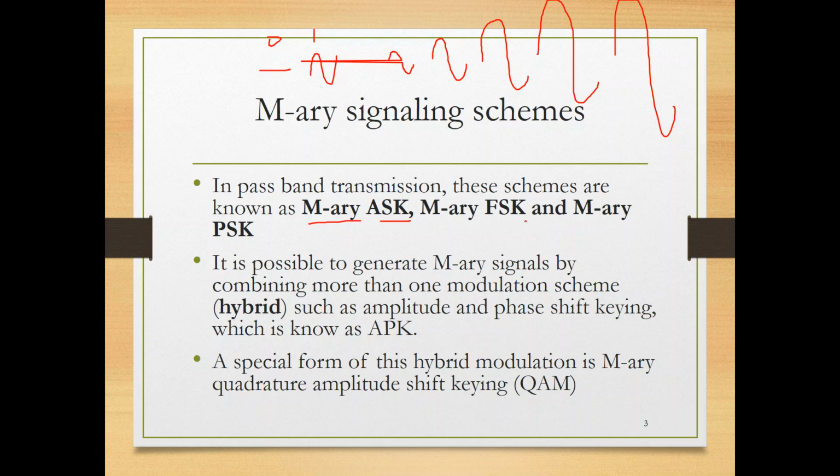What about FSK? The basic scheme of FSK has only 2 frequencies, but with M-array FSK, you can have M number of frequencies. What about phase shift keying? It's the same. Instead of having 2 different phases, you have M different phases.